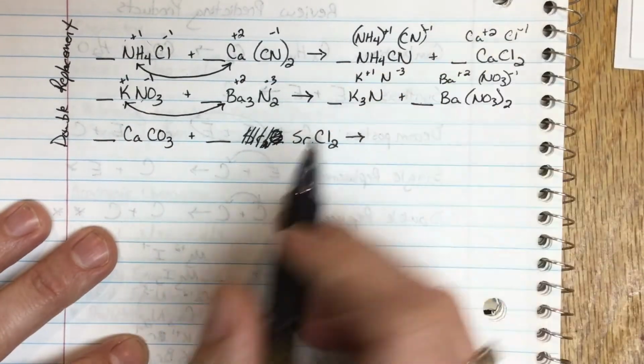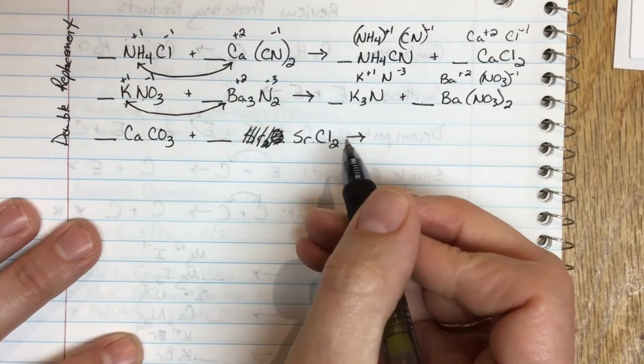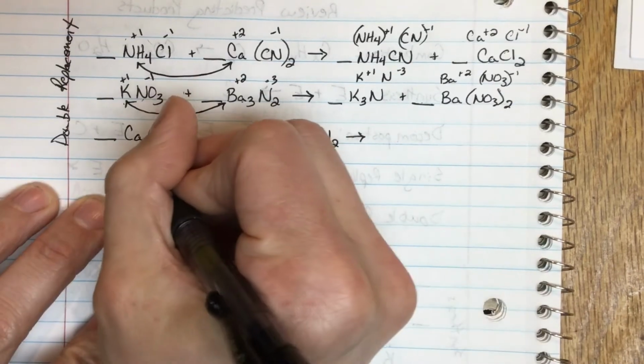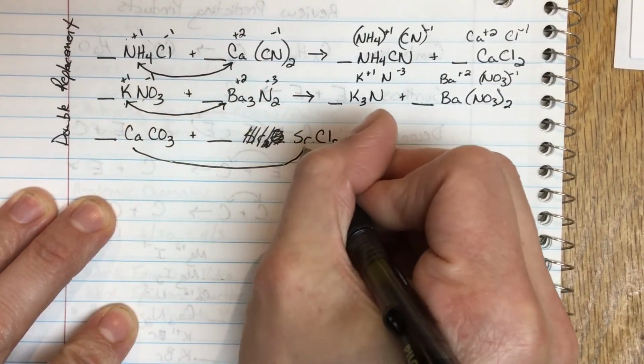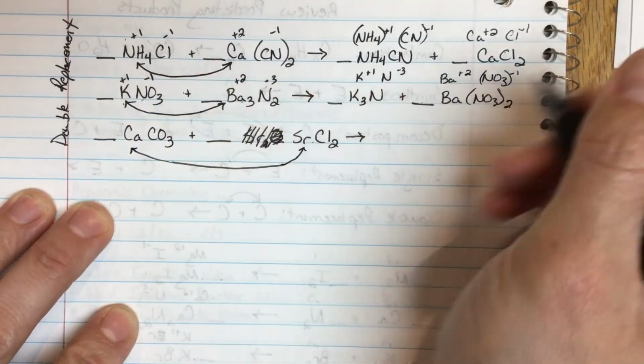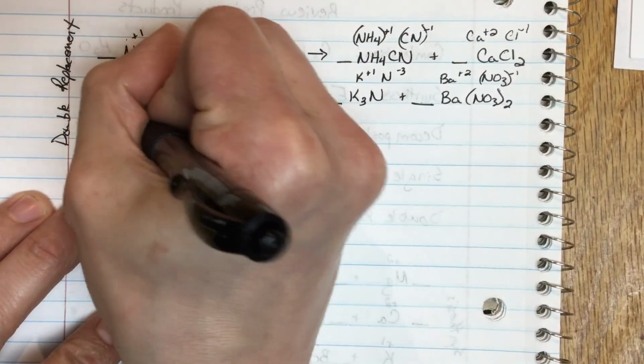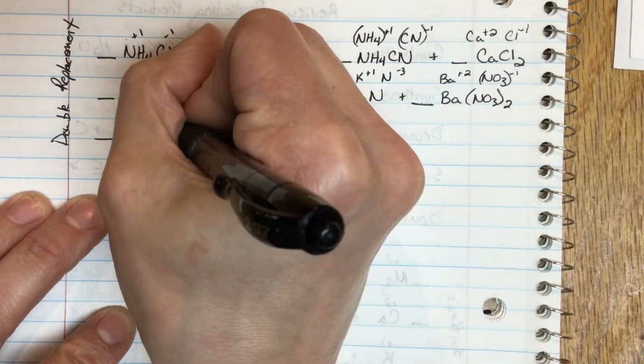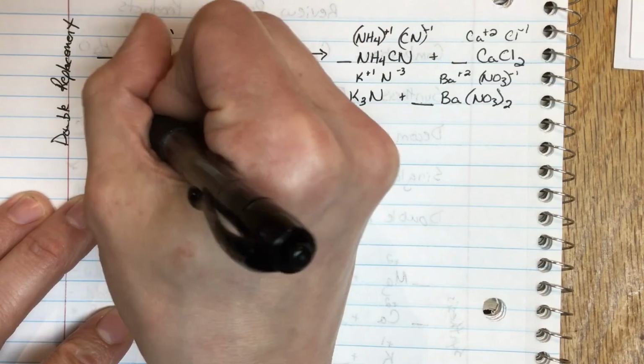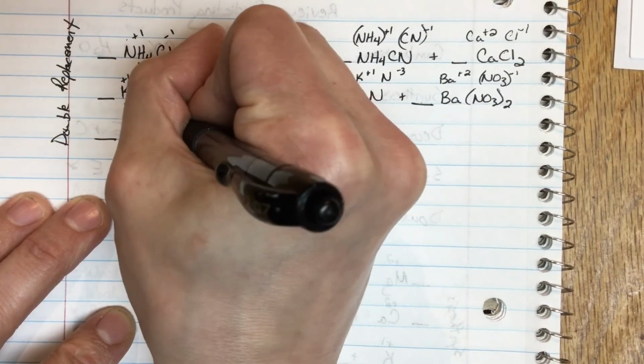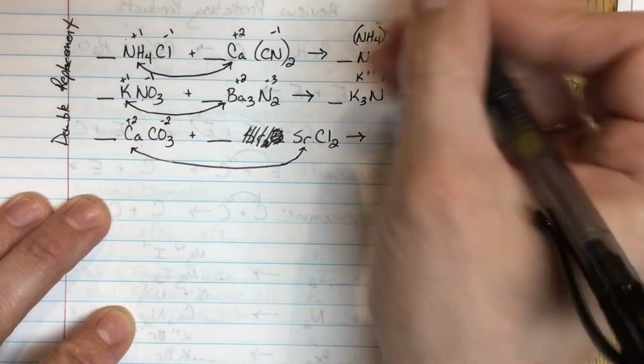Last one, again, sorry about the mess up here, I don't have my whiteout that I have at school. And we are going to flip-flop our cations. Calcium is a +2, carbonate is a -2, they cancel out.